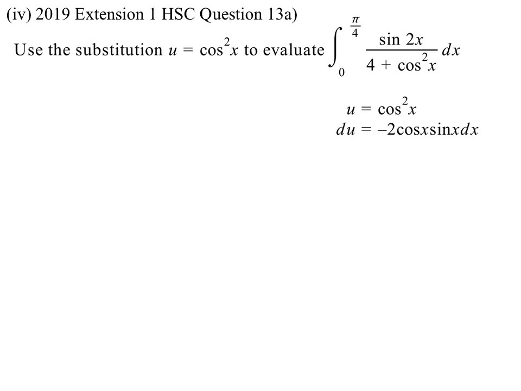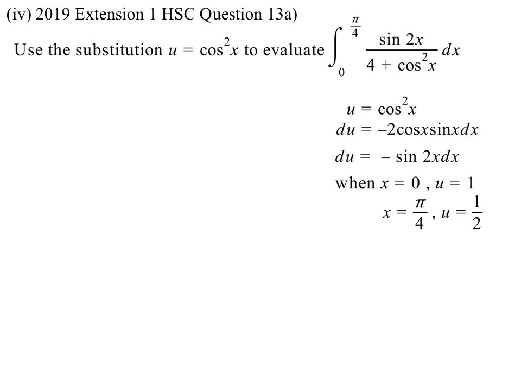So if u equals cos squared x, du is minus 2 cos x sine x. But I notice in the integral I've got a sine 2x. So it makes sense to change this 2 cos x sine x to sine 2x. And it allows a straight substitution in. Again, I've got to work out those limits. So when x equals 0, u is 1. When x is pi on 4, u is a half.